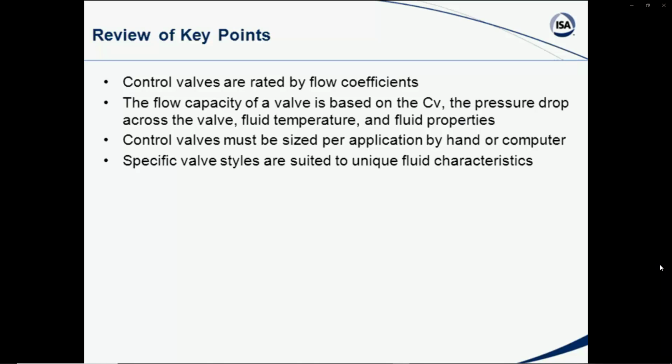You have to size each application looking at situations that might give you flashing or cavitation situations. Globe valves have a higher F sub L value, which is the pressure drop recovery factor. It does not flash as easily as ball valves do. Ball valves, of course, will be a good application for sludges or slurries or things of that nature. The globe valves are good for clean liquids, gases, and steam.